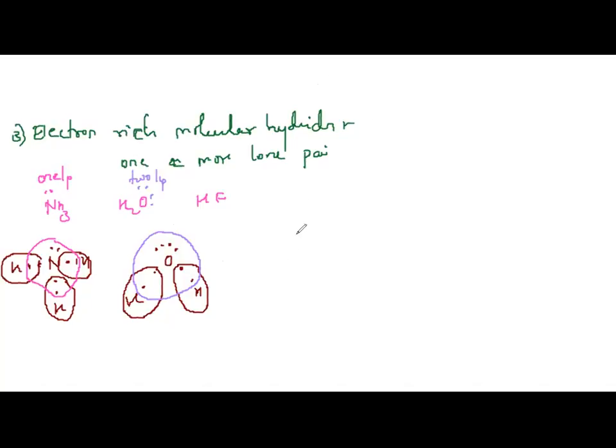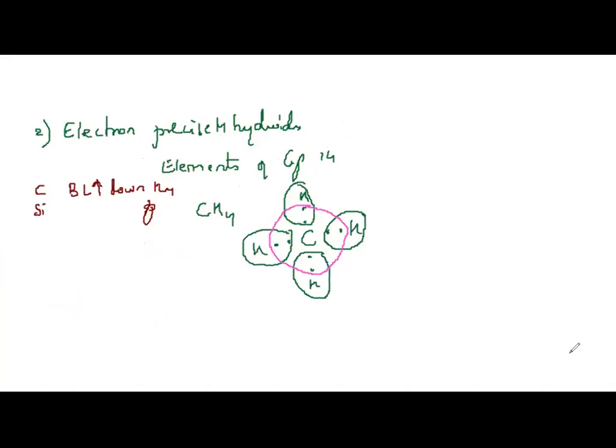Similarly, the last example, hydrogen fluoride. Fluorine has got 7 electrons in its outermost shell, and 1 electron is involved in forming a bond with hydrogen, such that hydrogen has completed its duplet and fluorine also has completed its octet. But fluorine here has got 3 lone pairs of electrons. Therefore, we call these electron-rich molecular hydrides.